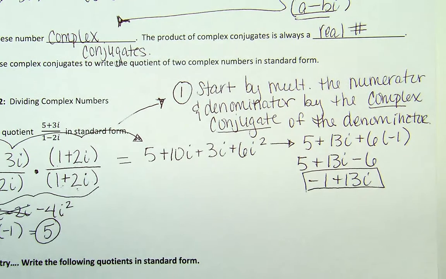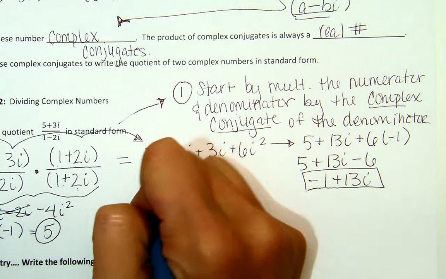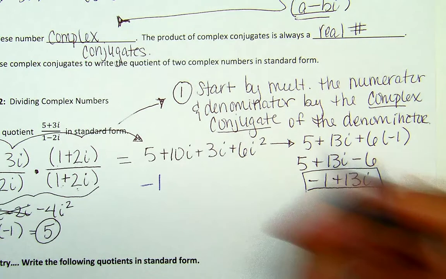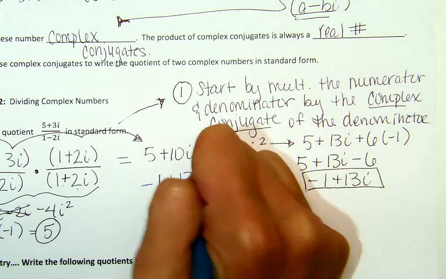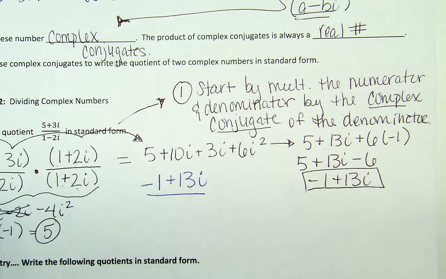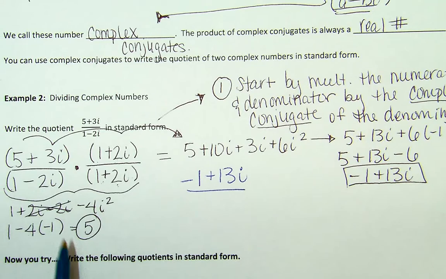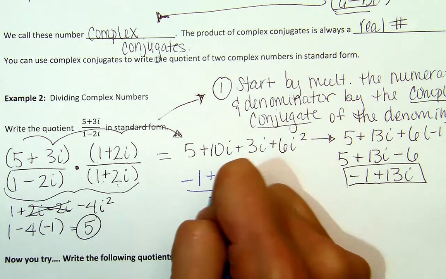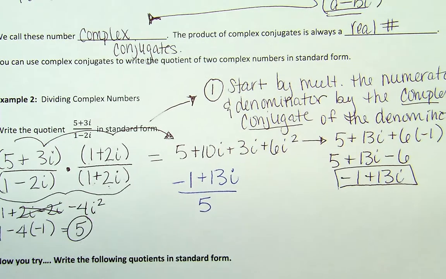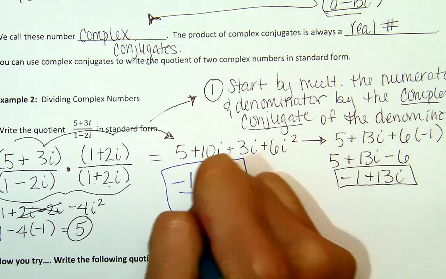So I'm going to use a different color pen right now because I know there's a lot of writing going on on your paper. At this point, we're going to take our new numerator, which is negative 1 plus 13i. That's what we get when we FOIL our two numerator, or top, complex numbers, divided by our denominator. Now when we FOIL these two together, we get 5. And we get negative 1 plus 13i.